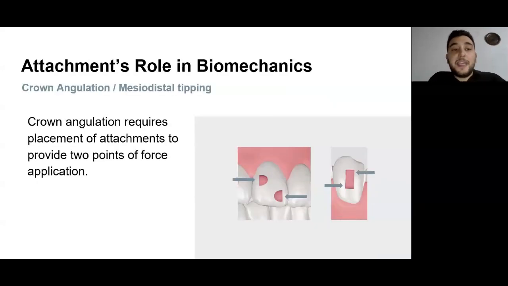So, attachments' role in biomechanics: crown angulation always requires the placement of attachments to provide 2 points of force application. For most teeth, the suitable attachment is always going to be the vertical rectangular beveled attachment, unless we're talking about the upper central incisors, where these root control attachments, as you can see, these 2 blobs of composite, are called root control attachments. For the central incisors, they've been proven the most effective for angulation.